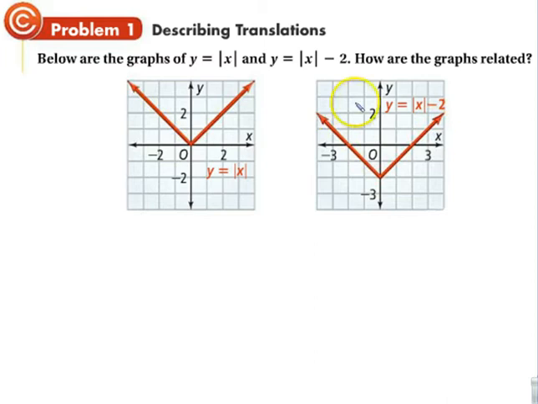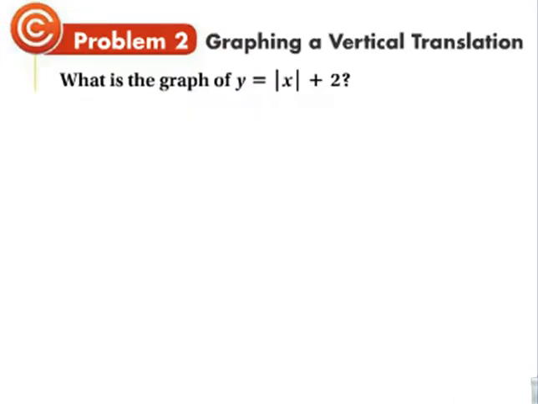Okay, so this number on the outside shifts the graph up or down. So if it were a +2, it would go up 2, and it would look the same as this. If it were -7, it would go down 7, and it would look the same thing. So this is the translation in vertical, going up and down. Graphing a vertical translation.